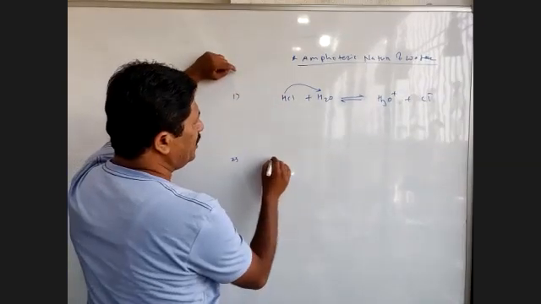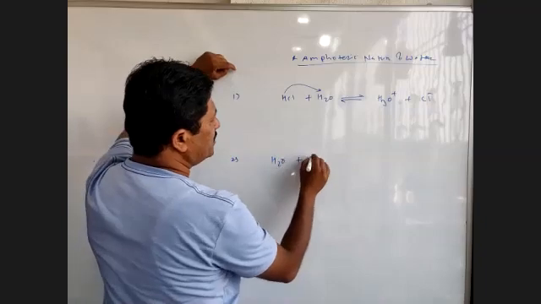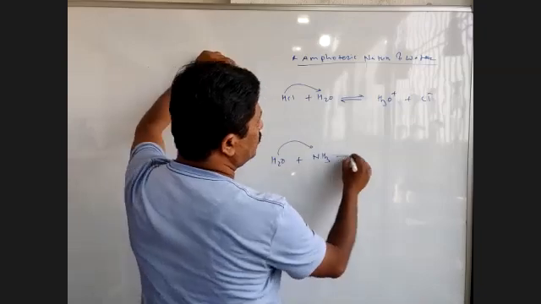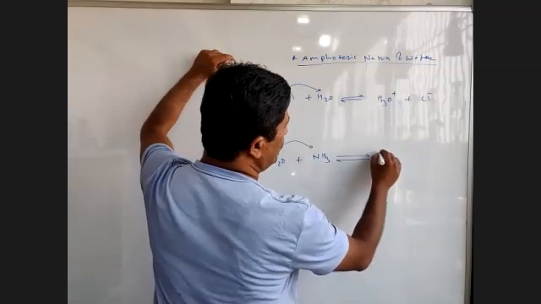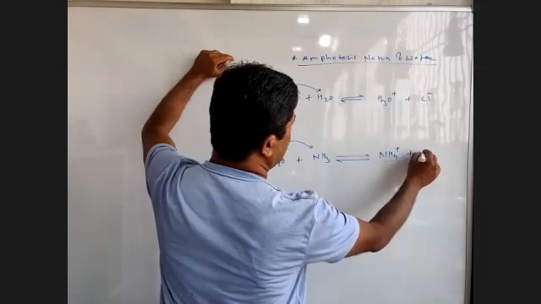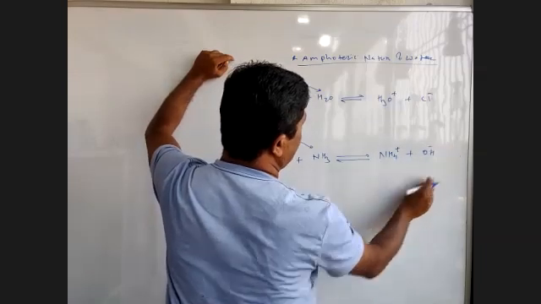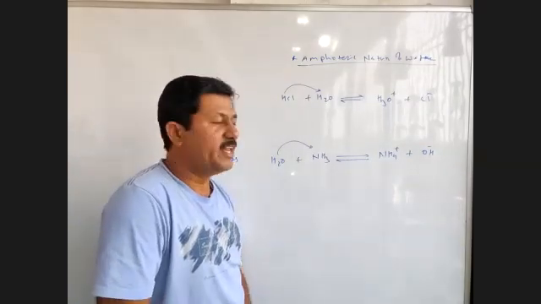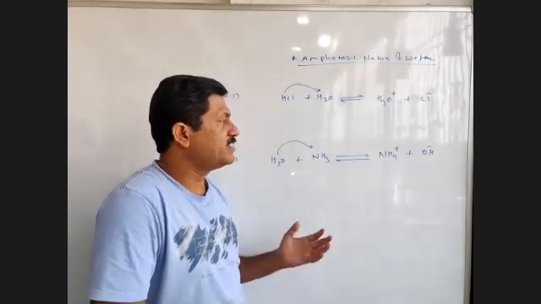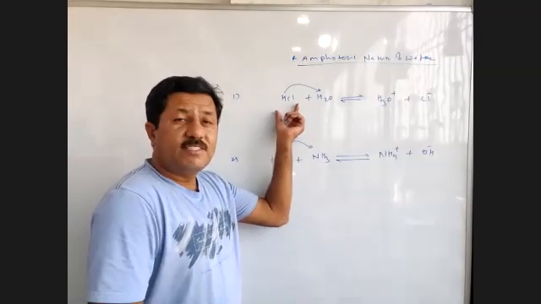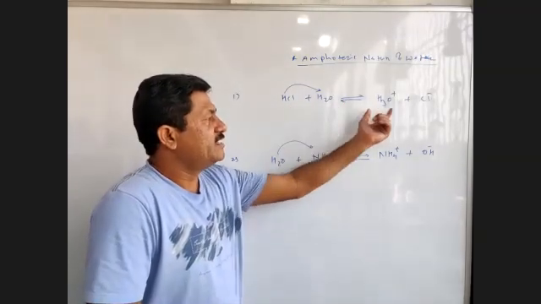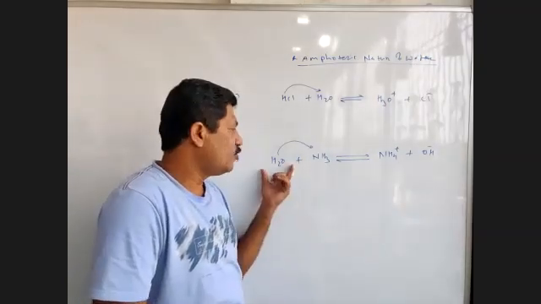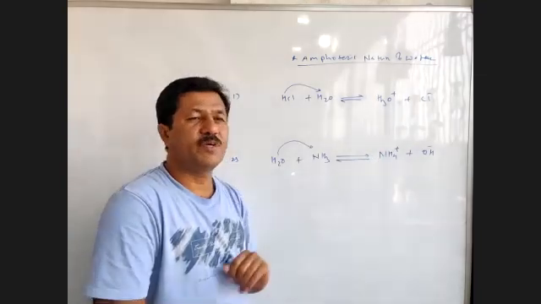Here's the second example, that is H2O plus NH3. Here hydrogen is donated by water. This is again a reversible reaction to form NH4 plus and OH minus. So this is what we get here. Just keep in mind, these two examples are very clear and simple. HCl reacts with water, and that time H3O plus is formed and Cl minus is released. And here water reacts with ammonia, giving NH4 plus and OH minus.